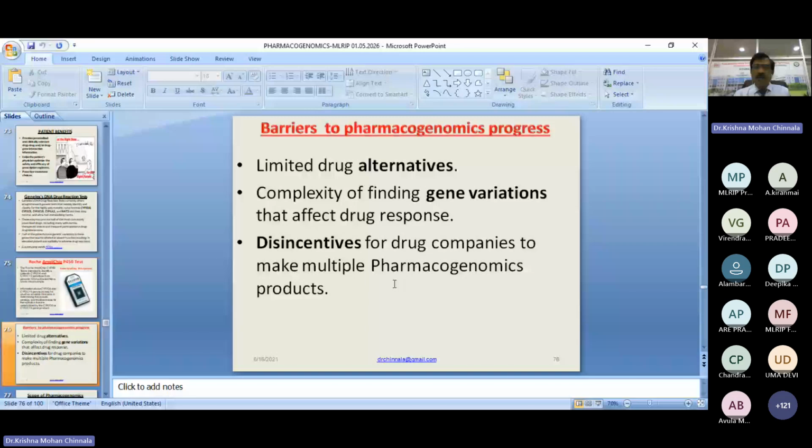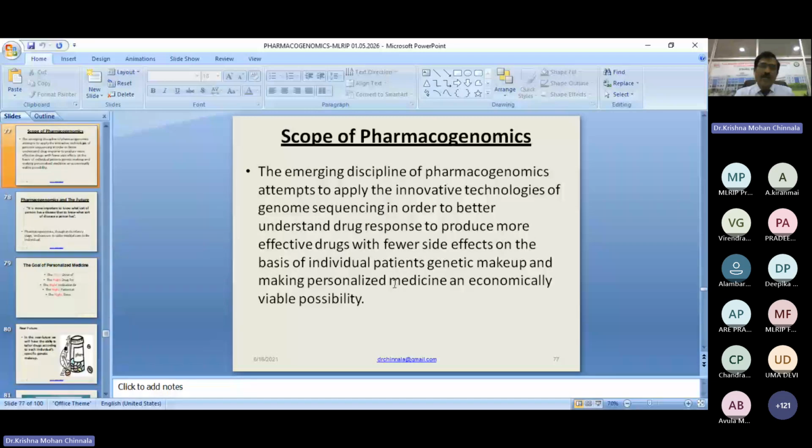Scope for pharmacogenomics: the emerging discipline of pharmacogenomics attempts to apply the innovative technologies of genome sequencing in order to better understand drug response, to produce more effective drugs with fewer side effects on the basis of individual patients' genetic makeup, and making personalized medicine an economically viable possibility. All this we have discussed.